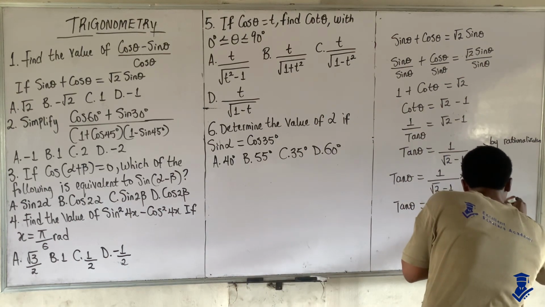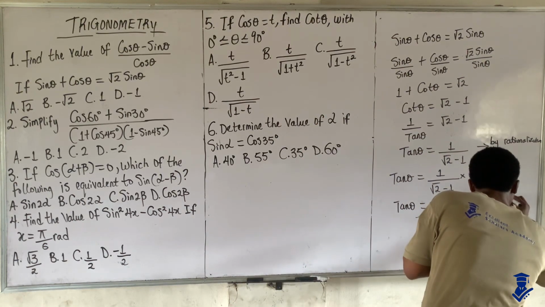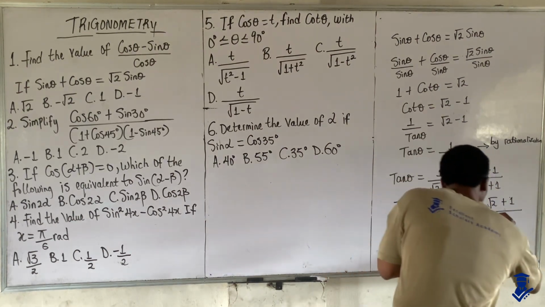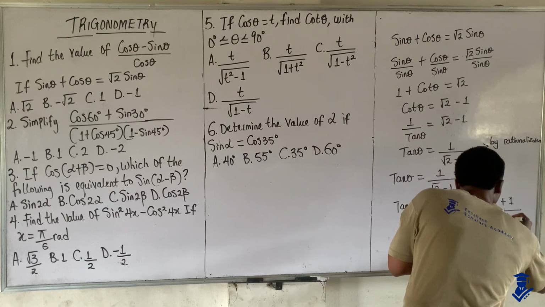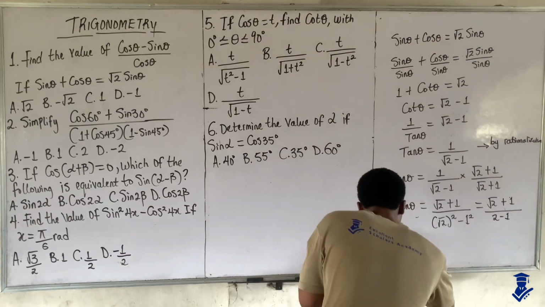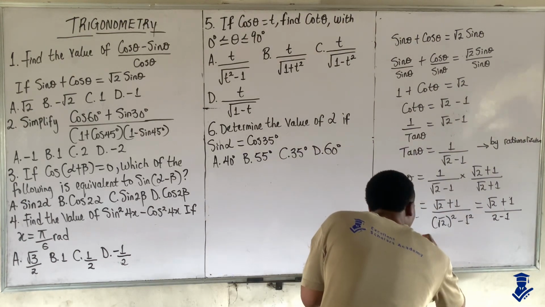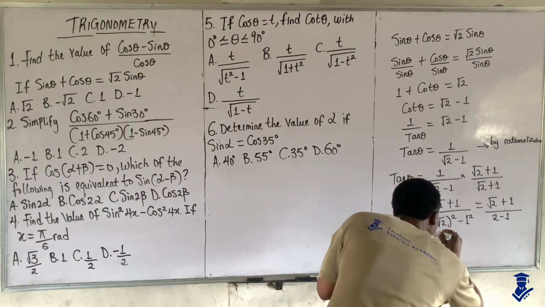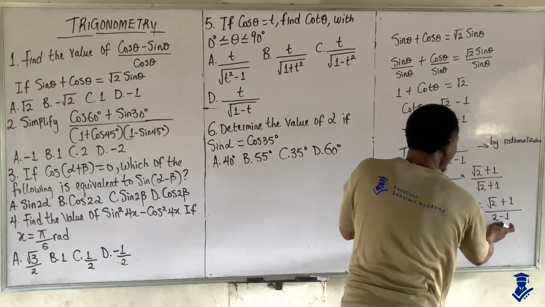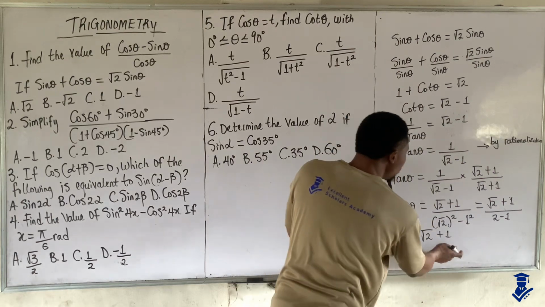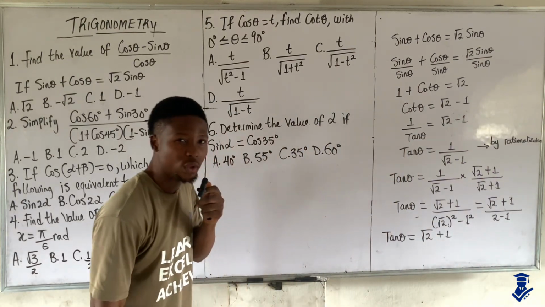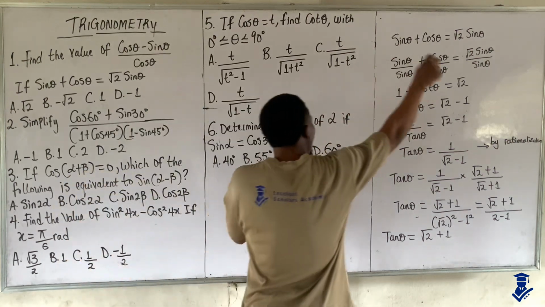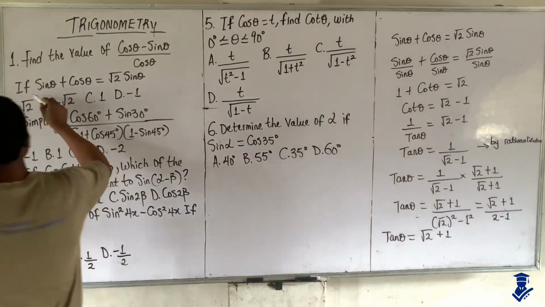So this gives us root 2 plus 1 over, this square takes away this square root, you have 2. 1 squared gives us 1. So 2 minus 1 gives us 1. So tan theta is equal to root 2 plus 1. Root 2 plus 1 divided by 1 still gives us root 2 plus 1. Now, we were able to get all these from what was given to us.